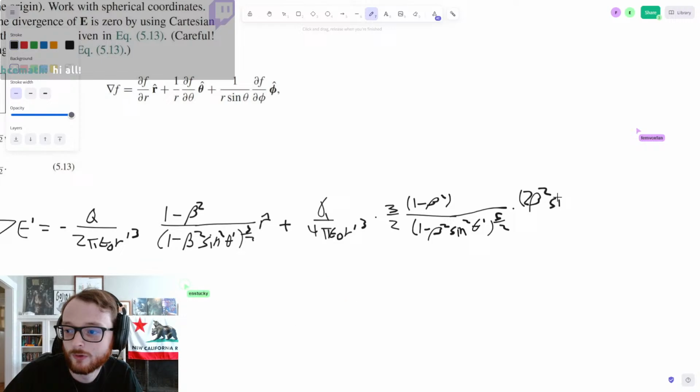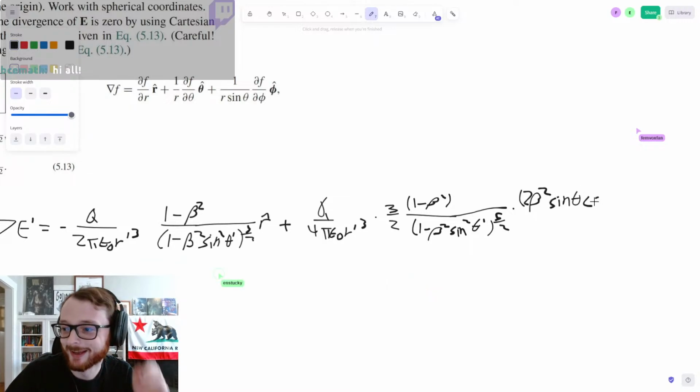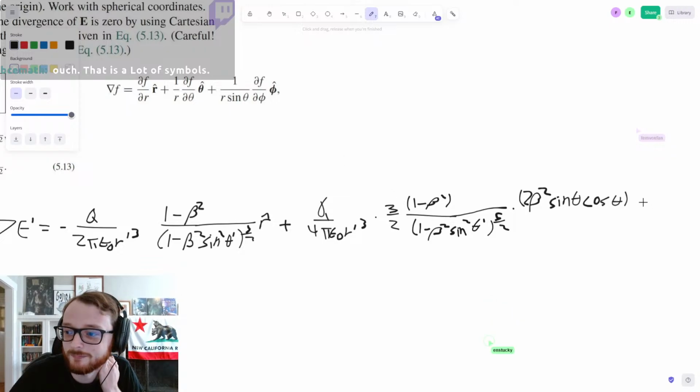2 beta squared sine theta. Wait, this beta, no, yeah, the beta squared should be there, right? I'm forgetting my calculator. Squared, okay, should be there. Then just a cosine theta. Or does that also have a beta squared? No, it doesn't. Right. So does this all turn into 0?